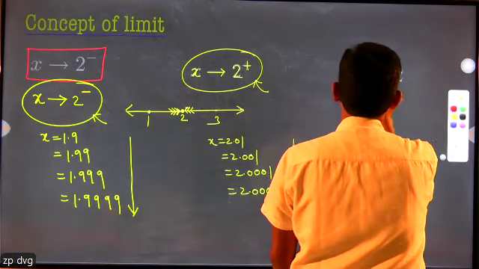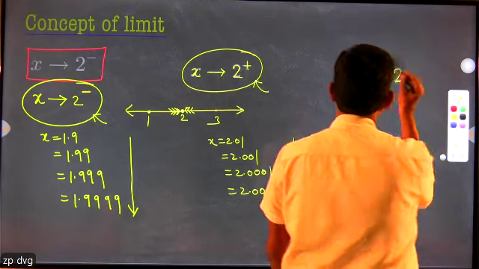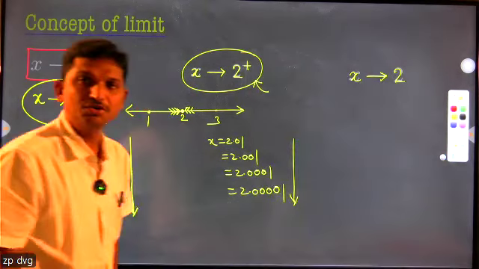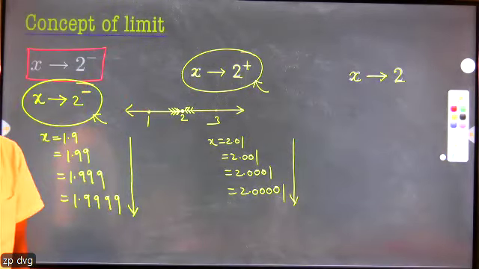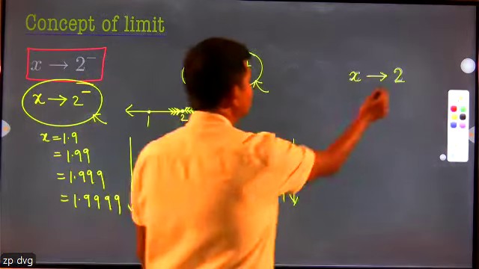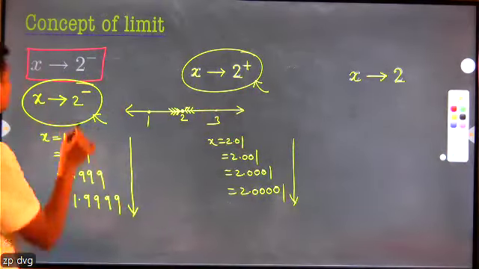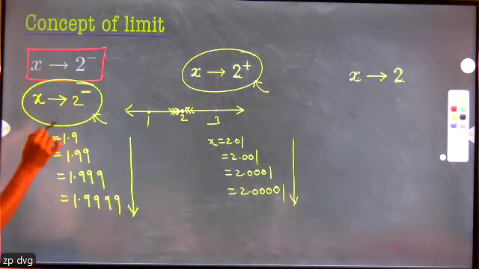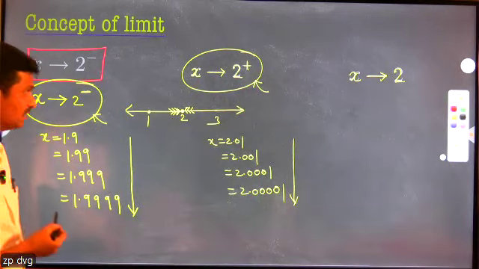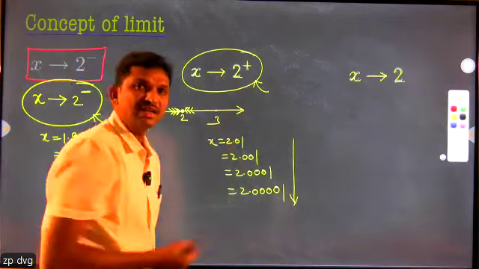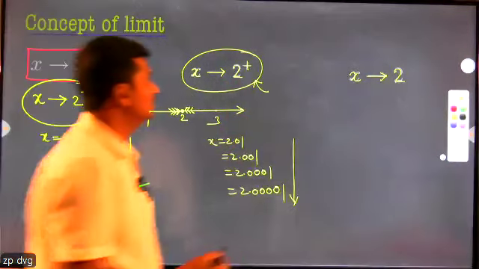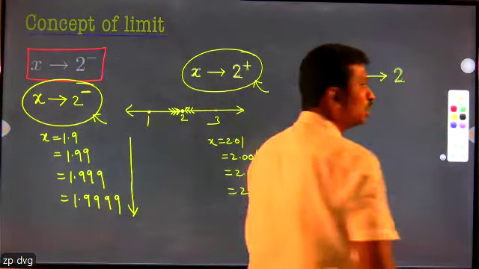How do you read this? X approaches 2. X is tending to 2. What does it mean? X tends to 2. If a minus symbol is there, it indicates that x is approaching 2 from the left. If a plus symbol is there, this indicates that x approaches 2 from the right. Here no symbol is there, neither plus nor minus.